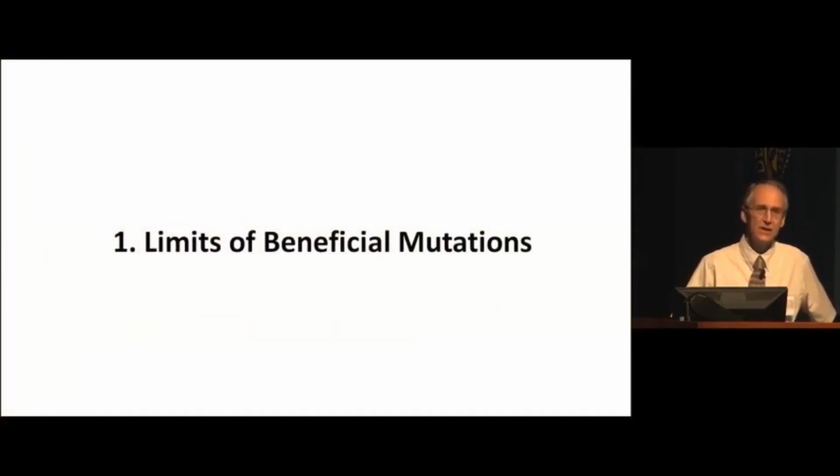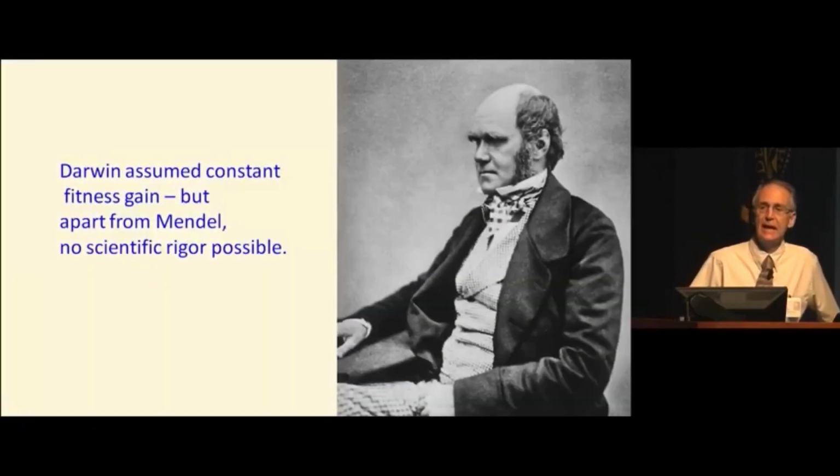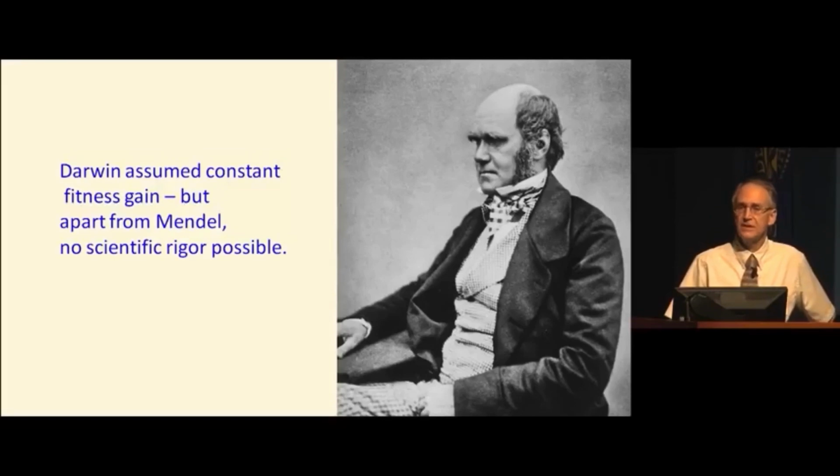Okay, so let's start by talking about the limits of beneficial mutations. Darwin believed that fitness would increase continuously through natural selection, but he didn't know what natural selection was acting on. He didn't know about genetics or Mendel or mutations. His book is largely philosophical and conceptual, and it's not really subject to testing, because there was no way to know what was being transmitted.